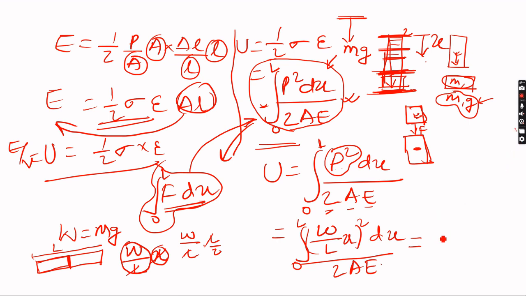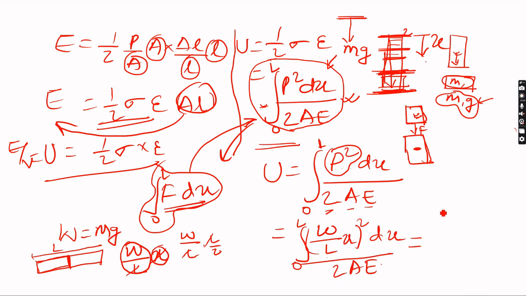So now you have to integrate it from 0 to L. So what will happen? W is your total weight, it is constant. L is constant. This will come out. So W square by L square, x to the power 2. So if you integrate it, then what will happen? X cube by 3. And in the denominator, 2 is there.